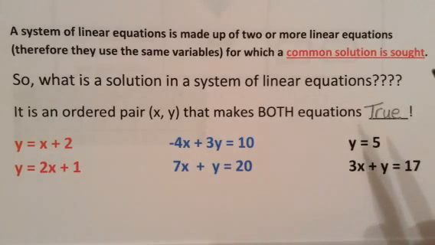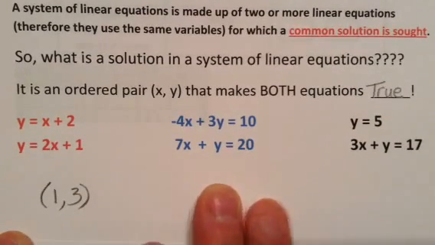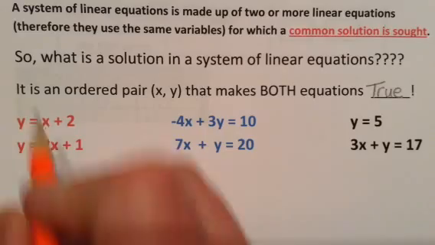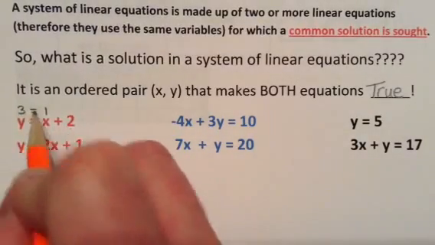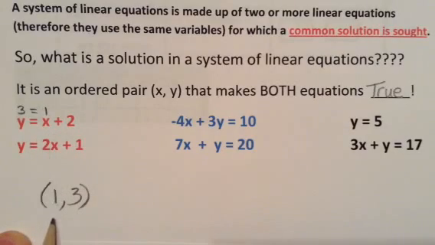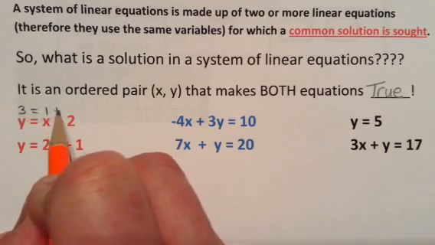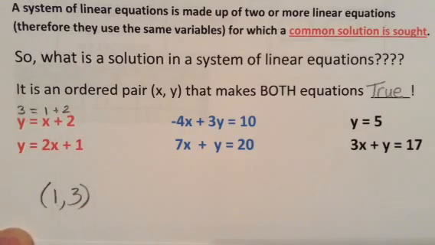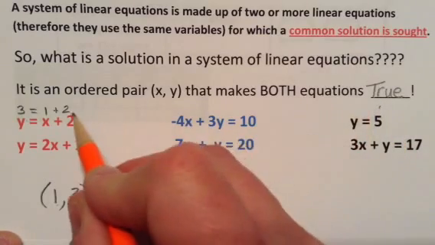So, as we take a look, I'll tell you right now, let's look at the red one. The solution for this is going to be (1, 3). Okay? Now, how do I know that? Well, let's come up here. My x value is 1, and my y value is 3. So if I come over here and substitute in the x and the y in the appropriate place in the first red equation, I get 3 equals 1 plus 2. And that is true. Okay?